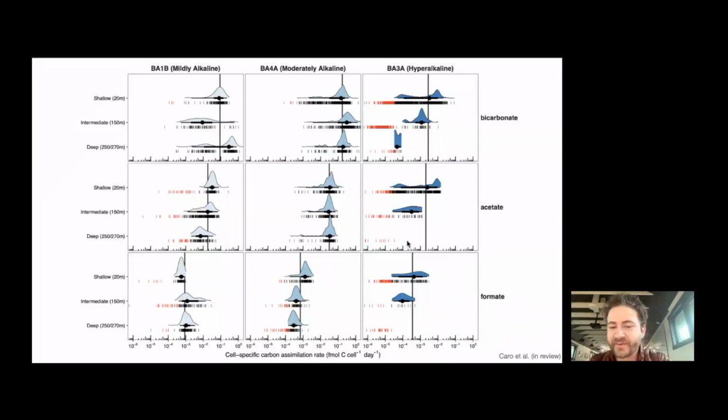And indeed, in some of these incubations, such as the acetate and formate incubations of the hyperalkaline fluids, we're unable to detect any microbial activity whatsoever. And so here we're really nicely demonstrating this gradient of microbial activity across both depth conditions, demonstrating the preferred carbon sources of these organisms, which appears to be bicarbonate, and showing these rates at the single cell level and showing these distributions of microbial activity across an entire population.